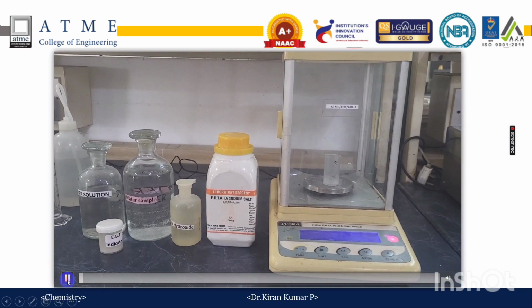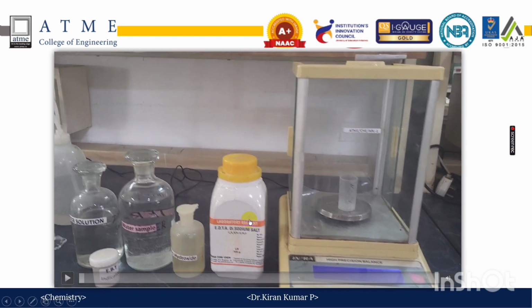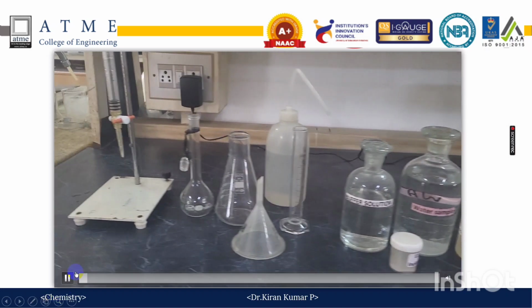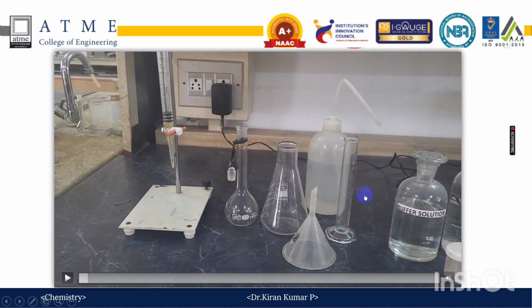The chemicals required for estimation of total hardness of water are the disodium salt of EDTA and ammonia. Since EDTA is sparingly soluble in water, to increase the solubility, we use ammonia. Also, we need a hard water sample, a buffer, and the indicator EBT, Eriochrome Black T. We need a weighing balance, and the apparatus required are a burette, standard flask, conical flask, funnel, measuring cylinder, and wash bottle.